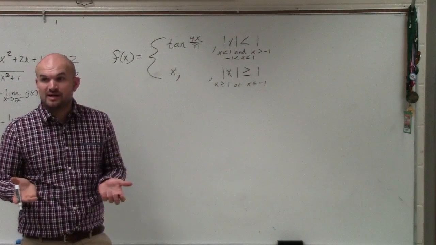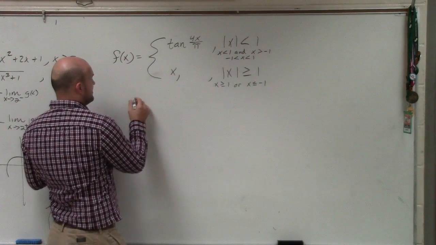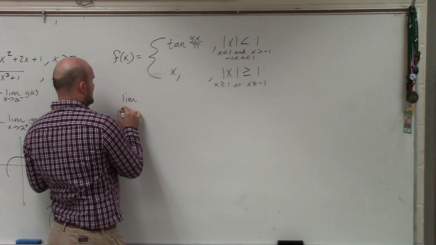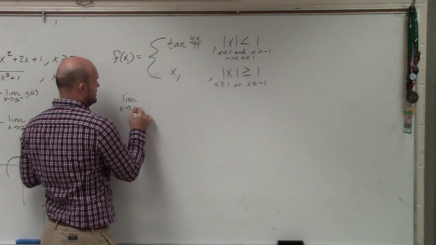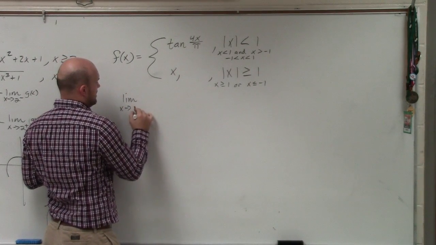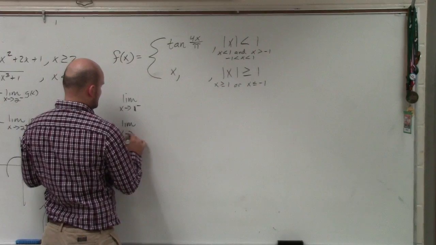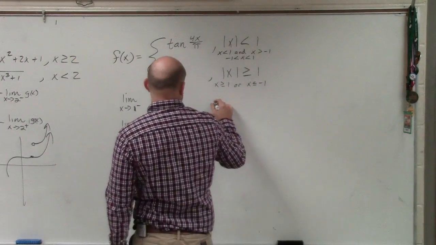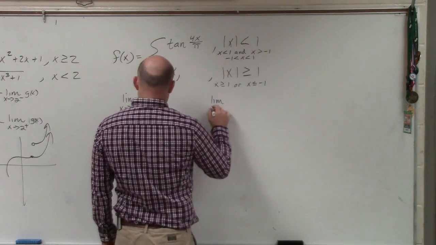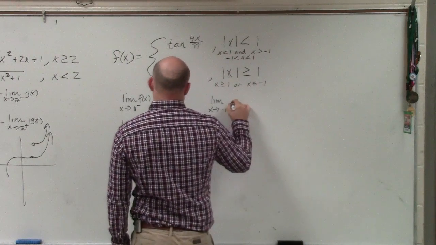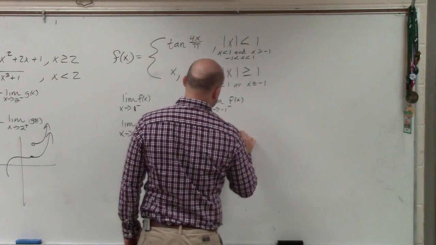So now, do we have just one break-even point, or do we kind of have 2 points where they could be discontinuous? We have 2 points. So basically what we need to do is evaluate the limit as x approaches 1 from the left, and the limit as x approaches 1 from the right. We need to evaluate the limit as x approaches negative 1 from the left, and we need to evaluate the limit as x approaches negative 1 from the right.